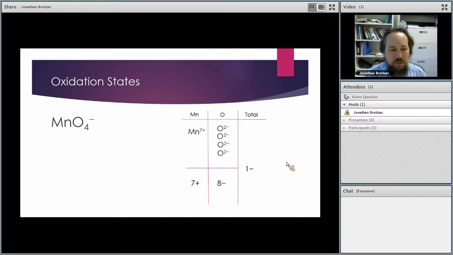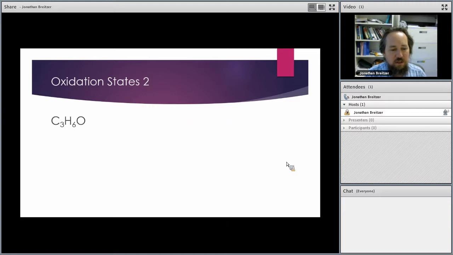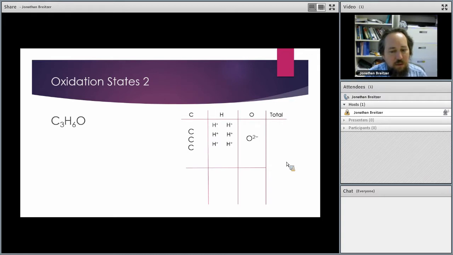All right, let's try another one. A little more complicated here. C3H6O, this is some kind of organic molecule. Propanol, I think it is. We'll break it down by elements just as before. Put the elements in. Remember, the carbons, we don't know the oxidation state. There are 3 of them. But the hydrogens we do. There's 6 of them. We'll assume that they're each 1 plus. And there's 1 oxygen whose total is 2 minus.